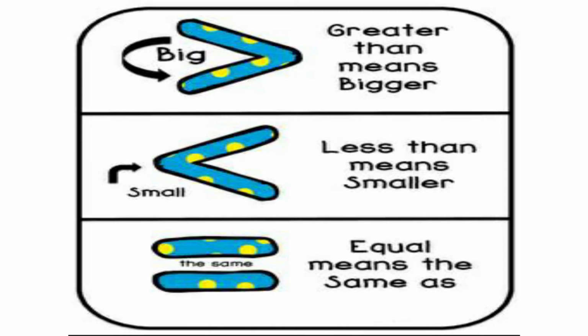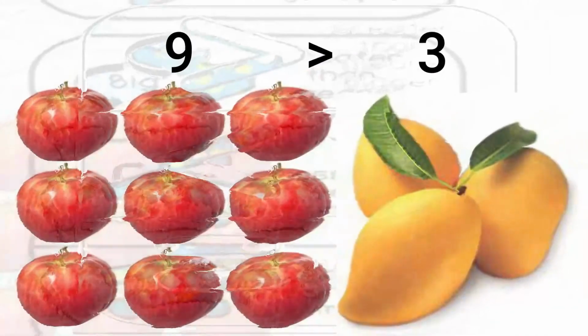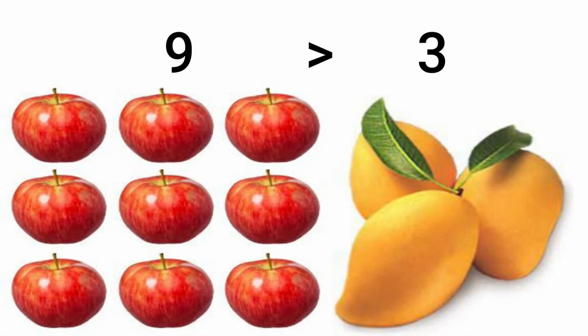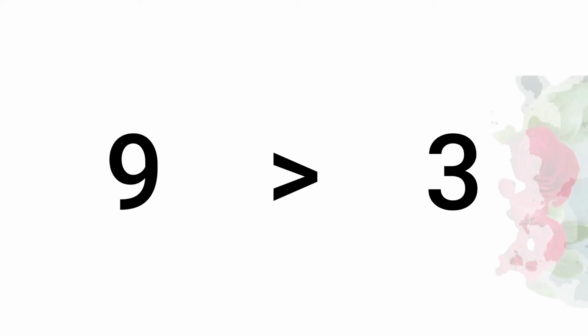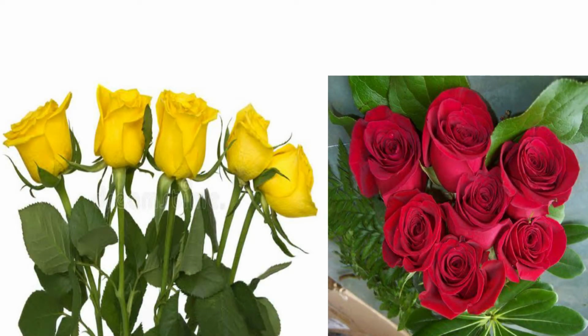Understood, children? So here 9 is greater than 3. So we have to use the greater symbol. So we have to write 9 is greater than 3 like this. Understood, children? And see the next image. What are there in this image? Yes, yellow roses and red roses.